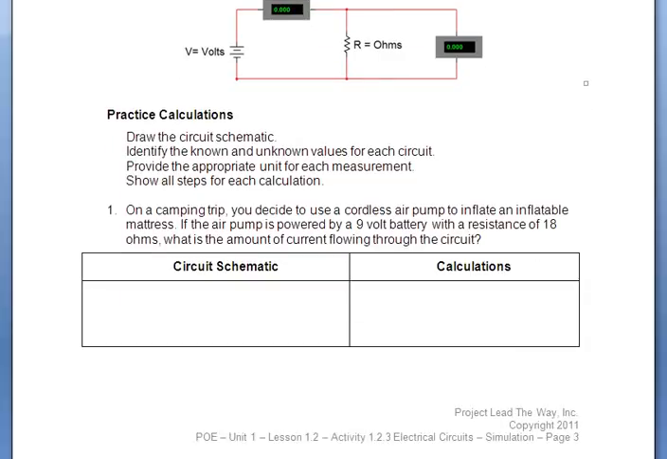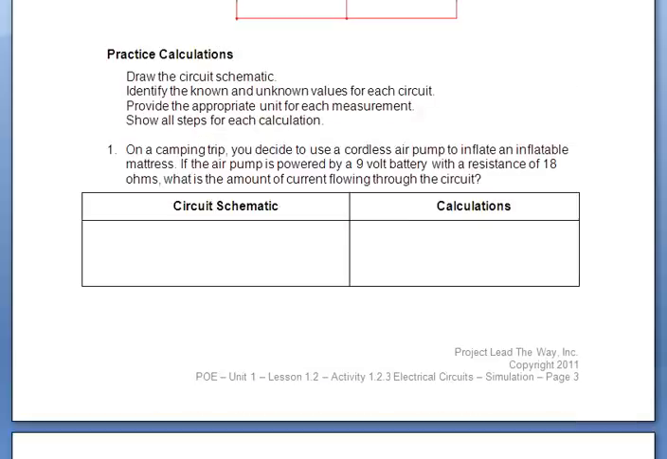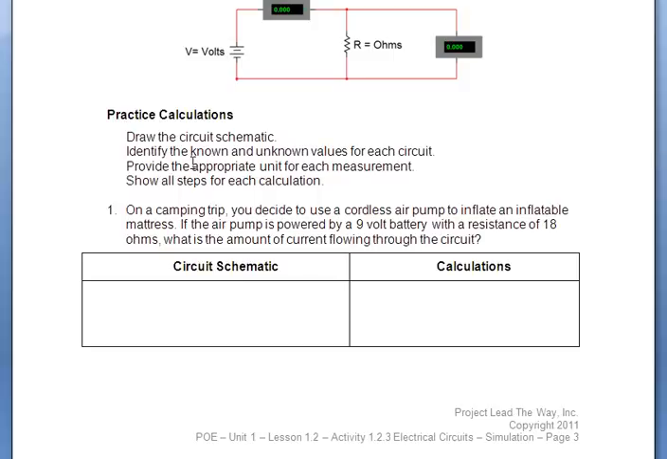So let's do number 1 together, and then you can do the rest of them on your own. Number 1 is saying, on a camping trip, you decide to use a cordless air pump to inflate an inflatable mattress. If the air pump is powered by a 9-volt battery with a resistance of 18 ohms, what is the amount of current flowing through this circuit?